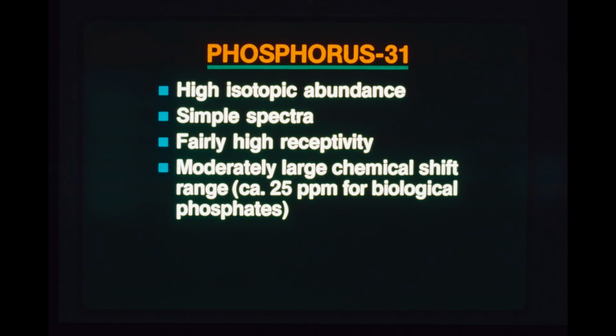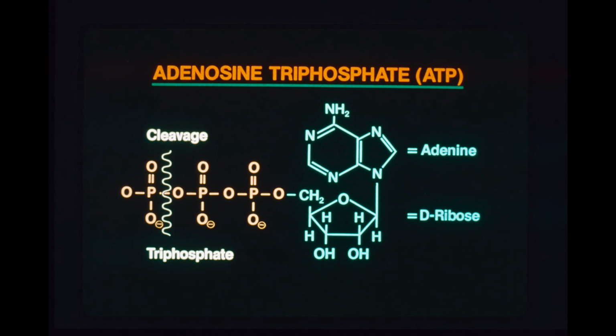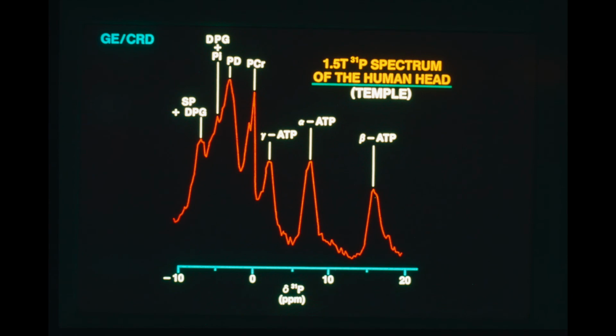The spectrum that we can acquire turns out to be much simpler than the proton spectrum, and it has a very large overall ppm range, roughly 25 parts per million for biological phosphates. One of the main molecules that we're interested in looking at is ATP. We can look at these three phosphate groups and then get some idea of what's going on within the body. This is what a phosphorus spectrum looks like in the human head. Here are the three phosphate groups from the ATP molecule. We can also look at phosphocreatine, phosphodiesters, diphosphoglycerate, sugar phosphates, and Pi, inorganic phosphate.